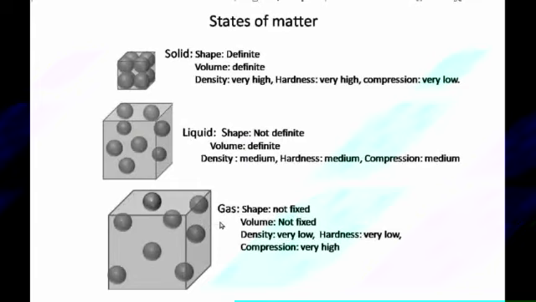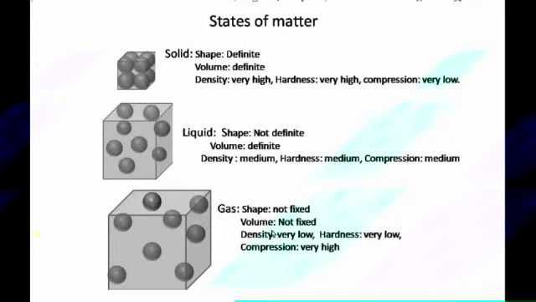Now the gas. In gas, the shape is not fixed. When you keep this gas in a beaker, it will take the shape of the beaker. You keep this gas in a tumbler, it will take the shape of the tumbler. And wherever you keep it, the gas will take the shape of that container. So shape is not fixed.